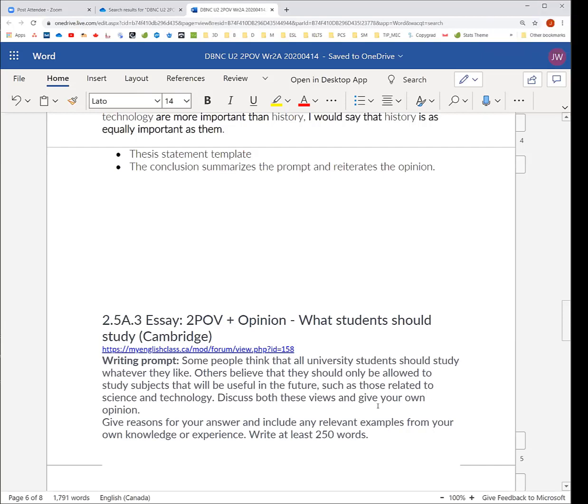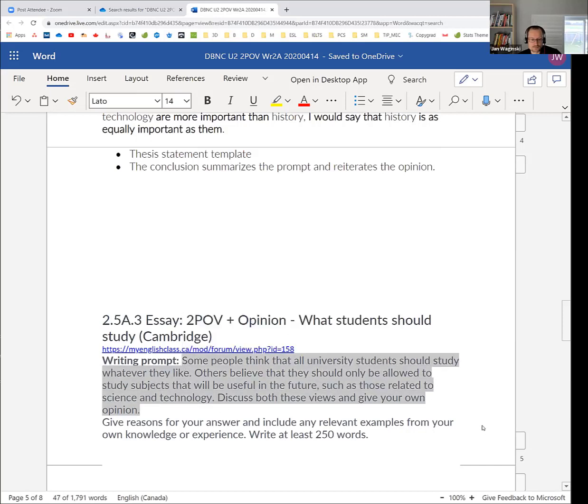Yes. Sorry. Yep, for this question, which side would you choose? Do you think the students should be allowed to study whatever they want, or should they only be allowed to study useful subjects? I think we should give them a chance to choose to study whatever they like. Okay, why is that?